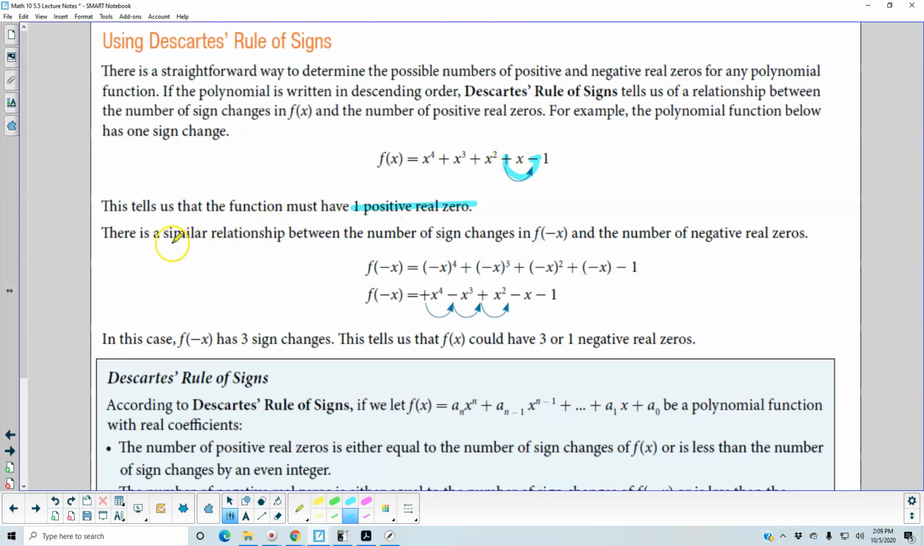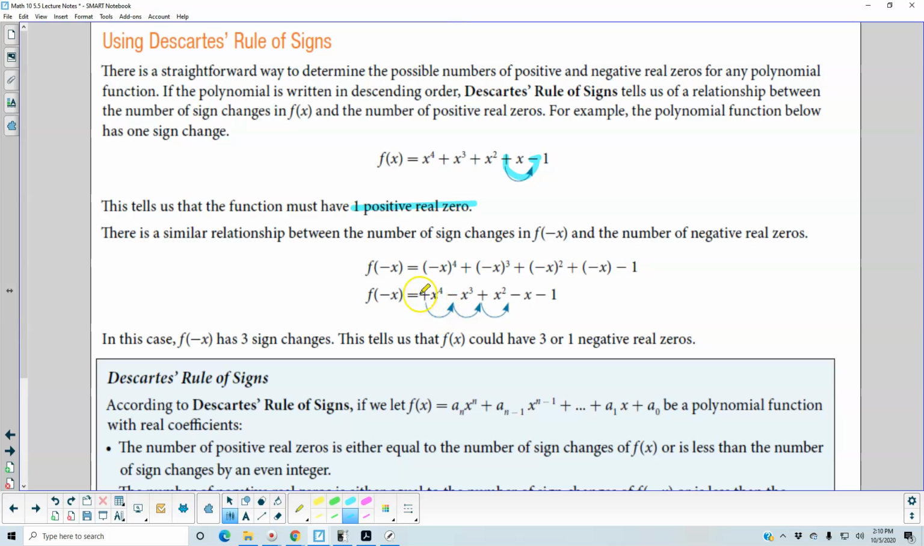Now there is a similar relationship between the number of sign changes in f when the input is negative x and the number of negative real zeros. So if we plug in negative x into the function, we get negative x to the fourth, which gives us positive x to the fourth. We get negative x cubed, which gives us minus x cubed. We plug in negative x squared, gives us plus x squared. Plug in negative x gives us negative x and then minus 1.